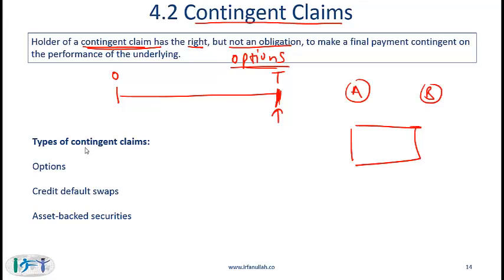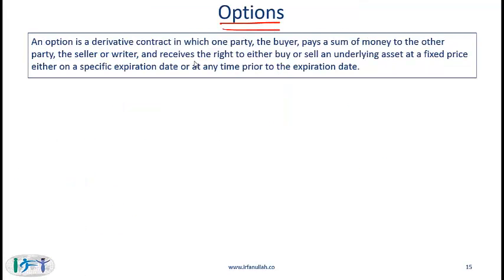The curriculum talks about three types of contingent claims: options, and this is where we will largely focus on, and then credit default swaps and asset-backed securities. Let us talk about options first. An option is a derivative contract in which one party, the buyer, pays a sum of money to the other party, the seller or writer, and receives the right to either buy or sell an underlying asset at a fixed price, either on a specific expiration date or at any time prior to the expiration.